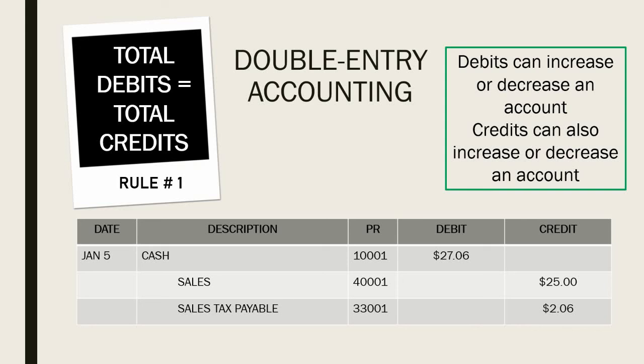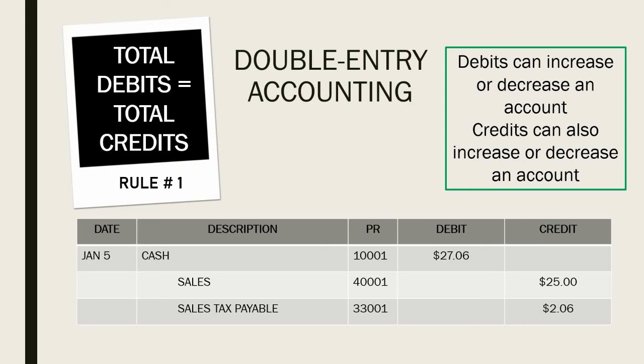And that's what the double entry system says. It says that, okay, I didn't just receive cash. I had to receive cash because of a reason. And what was that reason? I sold something. Okay? So again, an action must have an equal and opposite reaction. And that's where the debits must equal the total credit rule.